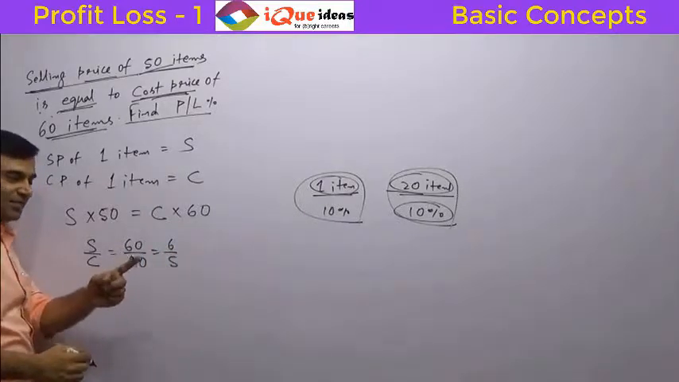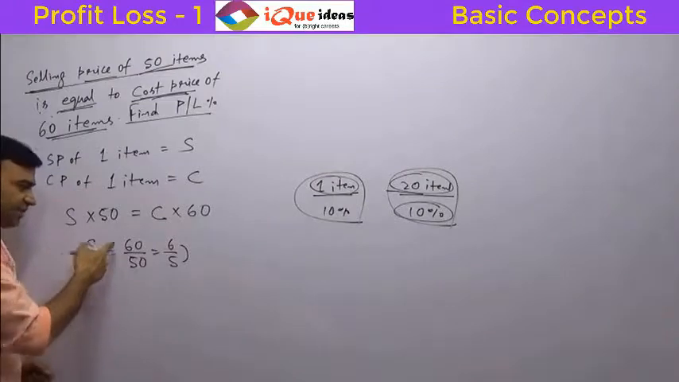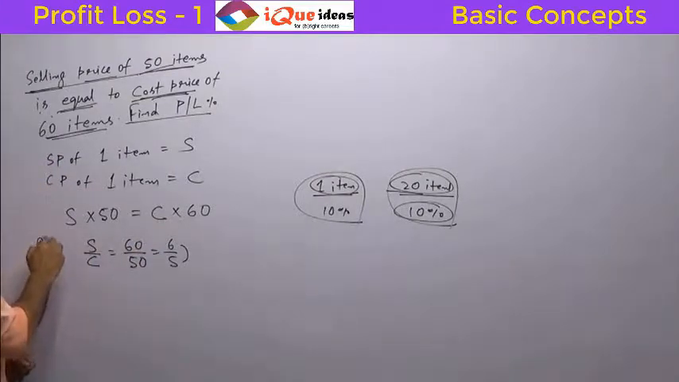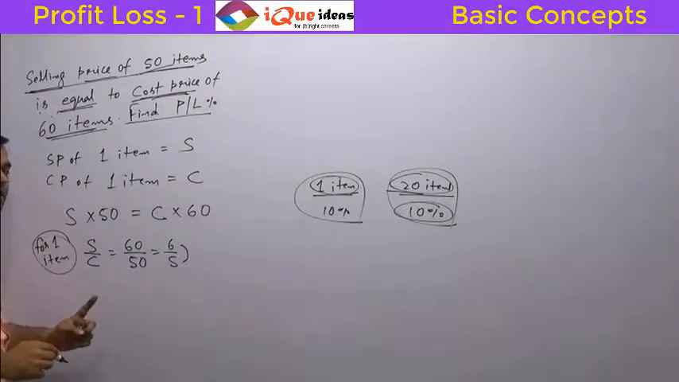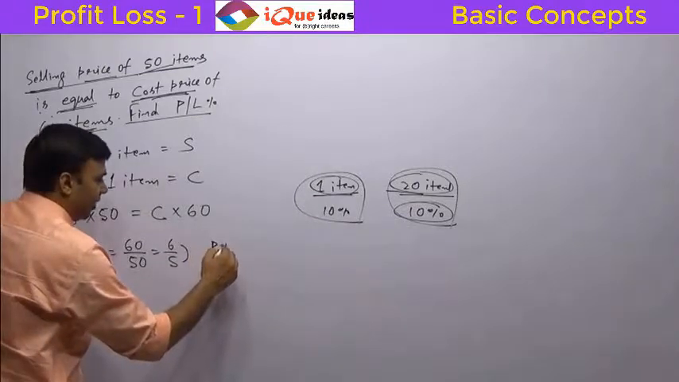Just now we did, if you have the ratio of selling price and cost price, from here we can directly see that selling price is higher, cost price is lesser. And we are doing it for one item. So whether I do it for one item or 50 items or 60 items, the percentage will remain constant. So we can directly do it from here, and we can see that there is a profit.